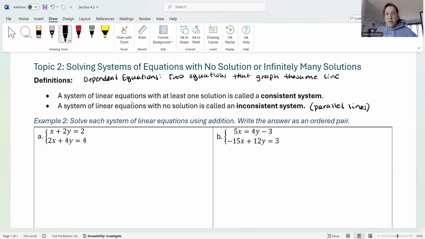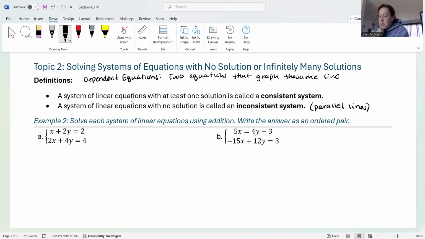We're looking, remember, for that point of intersection. So if two lines are parallel, they never intersect, which would indicate no solution. Or if we have two dependent equations, those equations graph the same line. They intersect at every single point. So that would be where we have infinitely many ordered pair solutions.